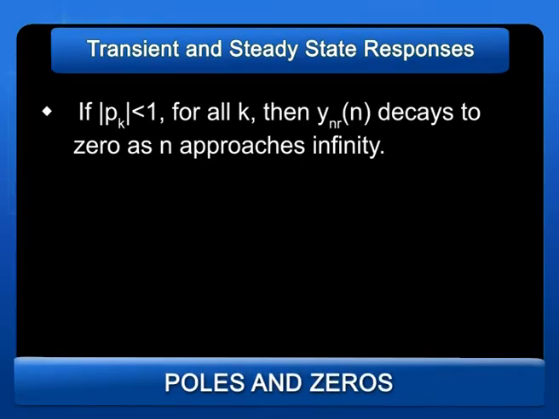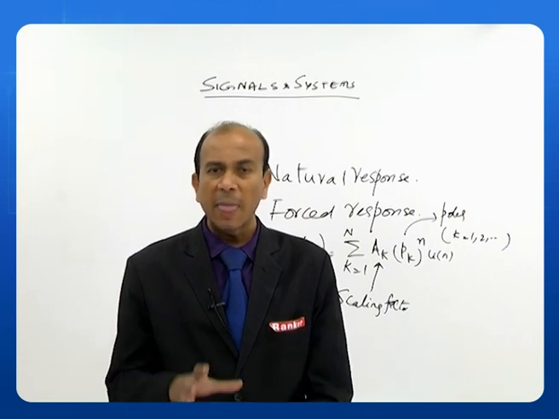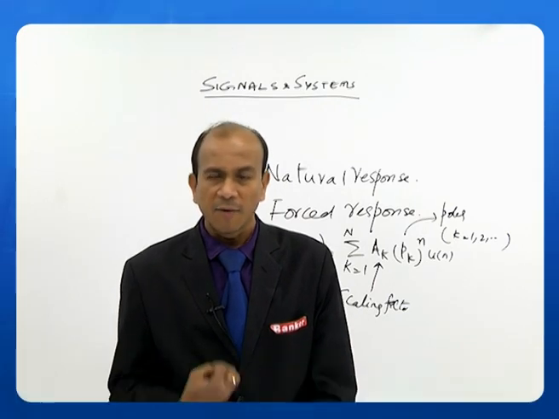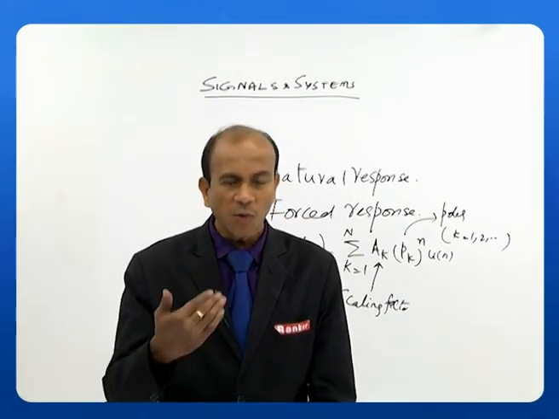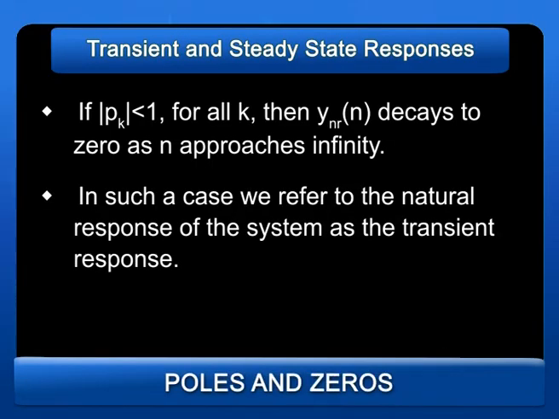If magnitude of p_k is less than 1 for all k, then y_nr of n decays to 0 as n approaches infinity. That means, what does it indicate? Magnitude of p_k less than 1 means the poles are lying inside the unit circle. So the signal has to decay. As n approaches infinity, it will go to 0. Otherwise, it will be a decaying function. In such a case, we refer to the natural response of the system as a transient response.